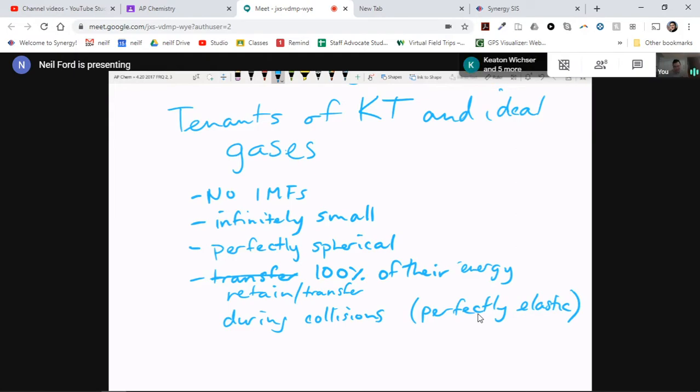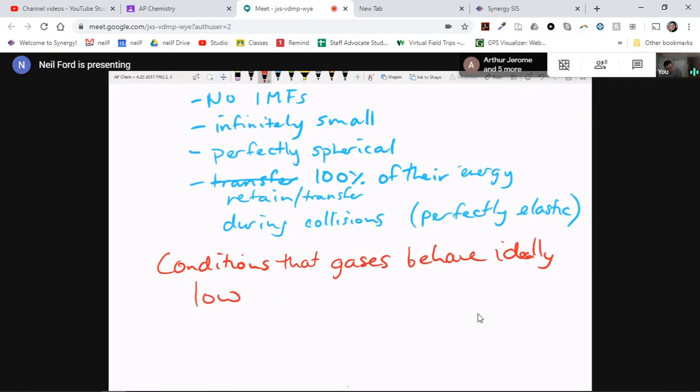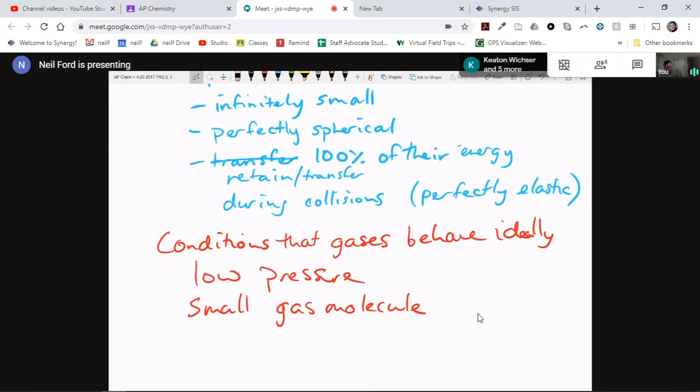So those are what makes it an ideal gas, and then what conditions favor that? Isn't it lower pressures? Yep. Behave ideally. Smaller molecules. Yep, low pressure, small gas molecules. Isn't it low heat or a low amount of temperature? So here, let's talk. It's the opposite way, but you'll see why in a second, Keaton. So low pressure.